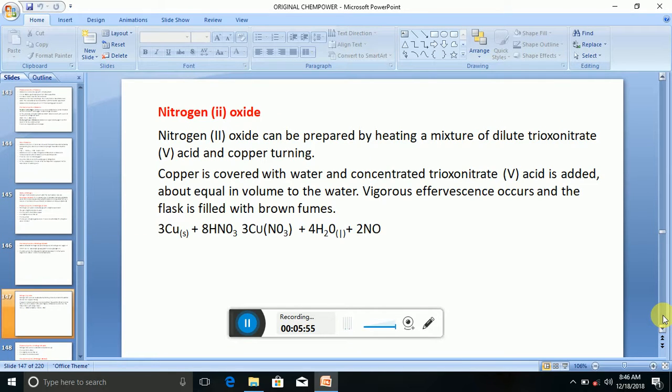Nitrogen 2 oxide. This is another oxide of nitrogen. Nitrogen 2 oxide can be prepared by heating a mixture of dilute trioxonitrate 5 acid and copper turnings. Copper is covered with water and concentrated trioxonitrate 5 acid is added, about equal in volume to the water. Vigorous effervescence occurs and the flask is filled with brown fumes.